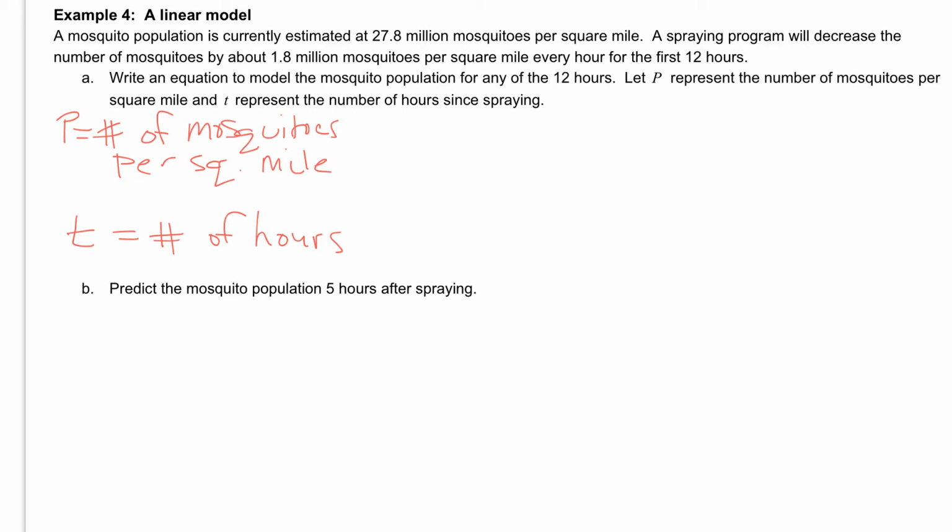Then we want to think about independent versus dependent variable. Which one of these depends on the other? Well, one thing to think about is time is going to happen no matter what. Time will always pass. So because of that, T, our number of hours, is going to be our independent variable, which means this is X. And our number of mosquitoes is going to depend on how many hours went by. So this is our dependent variable, or Y.